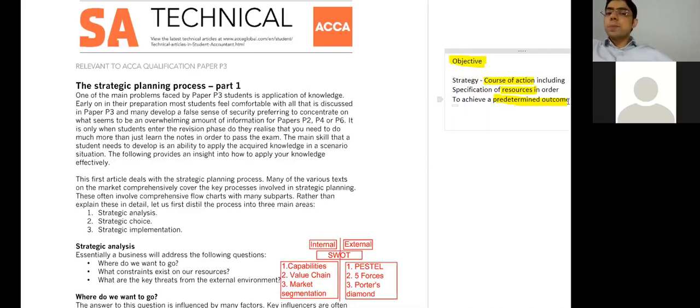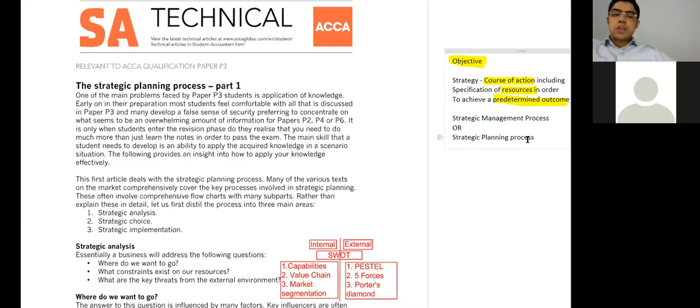Now, the next thing which you need to keep in mind is that companies prepare strategies via the strategic management process, or this is also known as the strategic planning process. Strategic management process or the strategic planning process. Now, what is it? Simply speaking, it is an approach, a method or a process through which entities produce and develop their strategy.